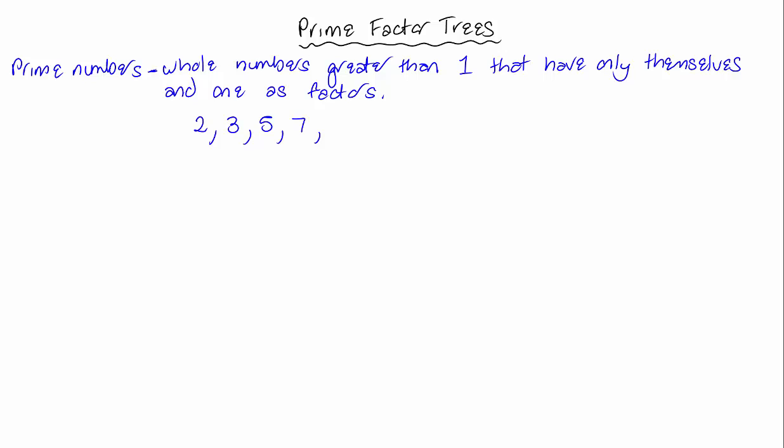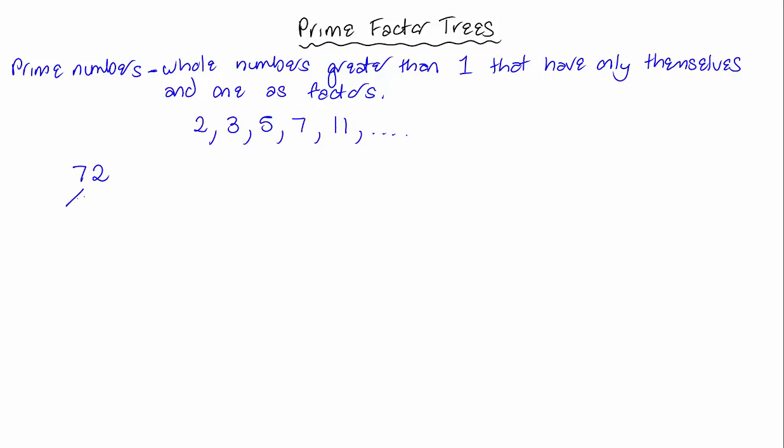9 can be divided by 3. 10 can be divided by 5 or 2. 11 can't be. And that's how we end up finding prime numbers. So in order to find prime factors, we start with our number and we can use what's called a prime factor tree. So if we have the number, let's say 72.